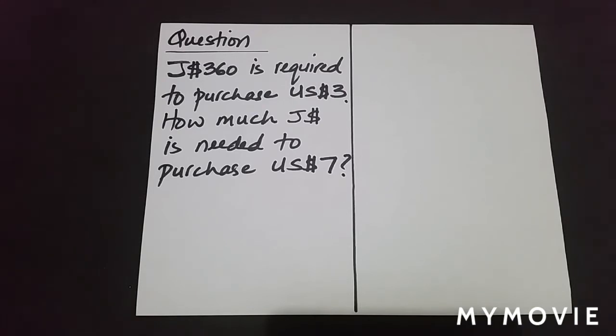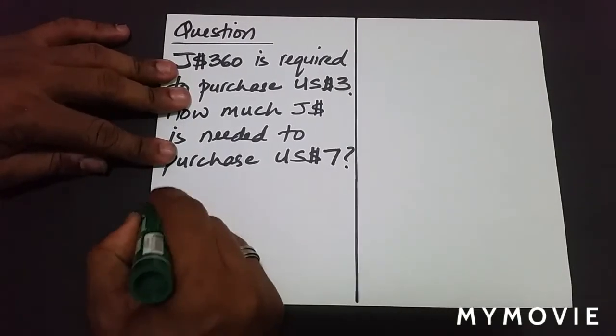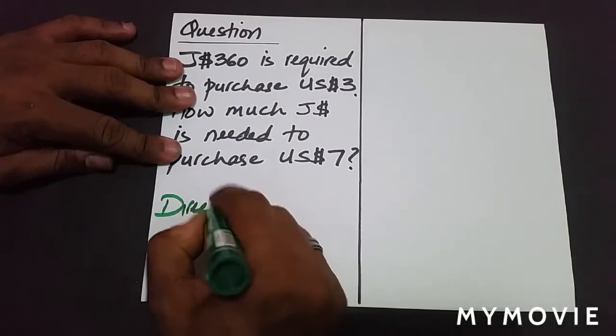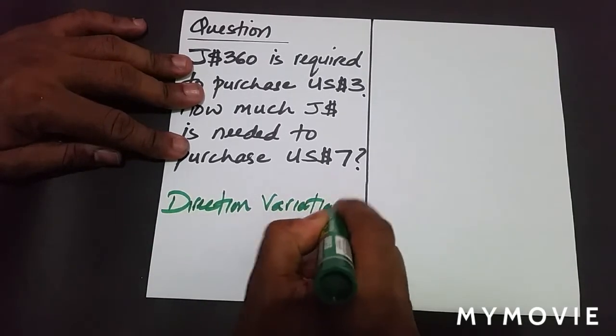Now, my argument is this: if you have more Jamaican dollars, would you be able to buy more US dollars? Yes or no? The answer to that is yes. So the more Jamaican dollars you have, the more US dollars you will be able to buy. And the less Jamaican dollars that you have, it means the less US dollars you will be able to purchase. Now, this is straight direct variation, because the more Jamaican you have, the more US you can buy. And the less Jamaican you have, the less US that you can buy.